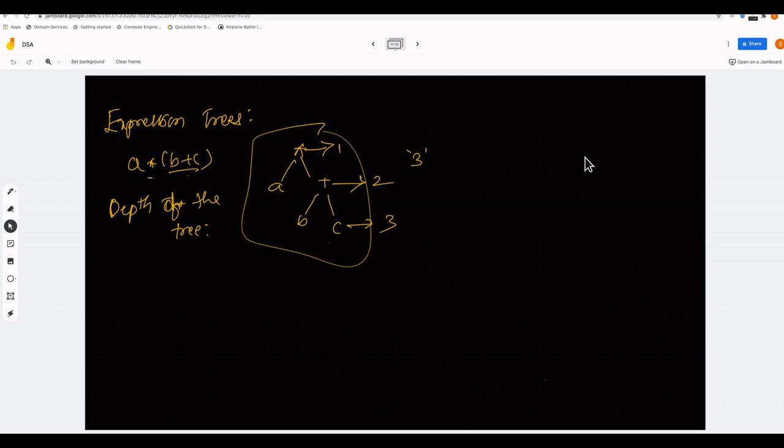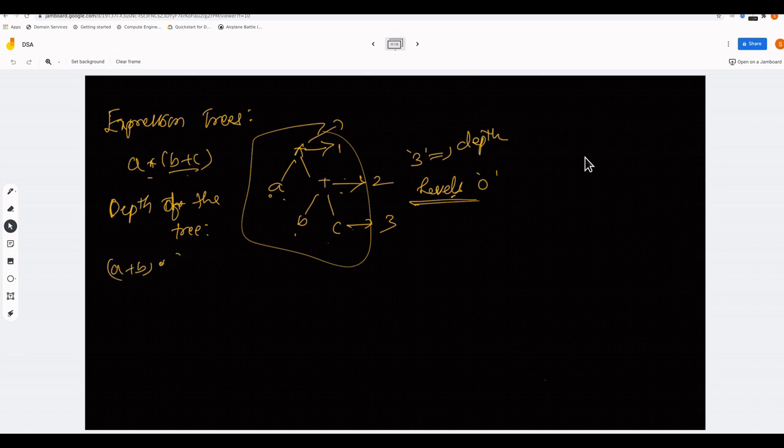Actually, different authors have different notations. Someone starts with 0, someone with whatever. Some people mention levels starting with 0, calling this level 0, level 1, level 2, and some count from the bottom up. It doesn't matter in the end. Anyway, at the first level we have star, at the next level we have a and plus, and at the bottom level we have b and c. So there are 3 levels, and the depth is 3.